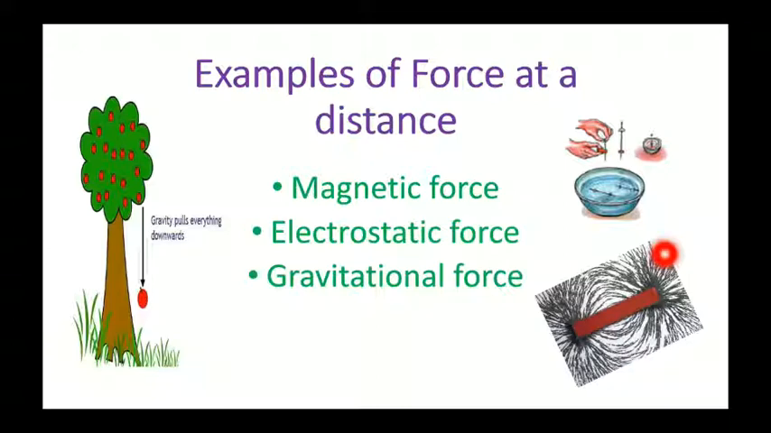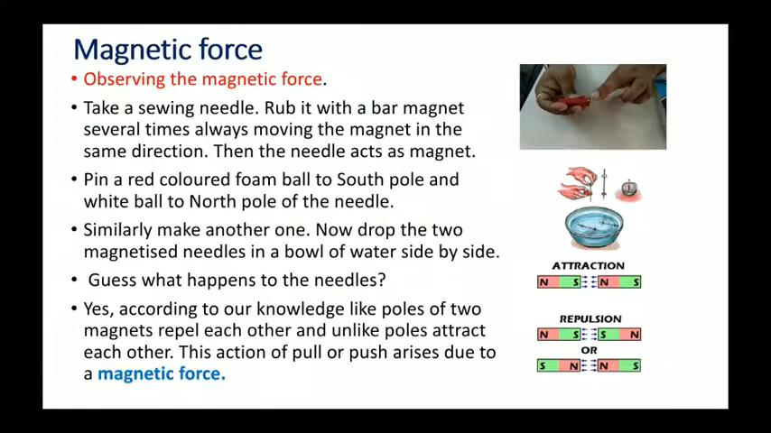Now moving to the first example, magnetic force. We will learn magnetic force with a simple activity. Take a needle and rub it with a bar magnet several times, always moving in the same direction. Then the needle acts as a magnet. How to do this? I will show. Take a needle and a bar magnet, rub the magnet on the needle several times, always moving it in the same direction. Then the needle gets magnetized and behaves like a magnet.